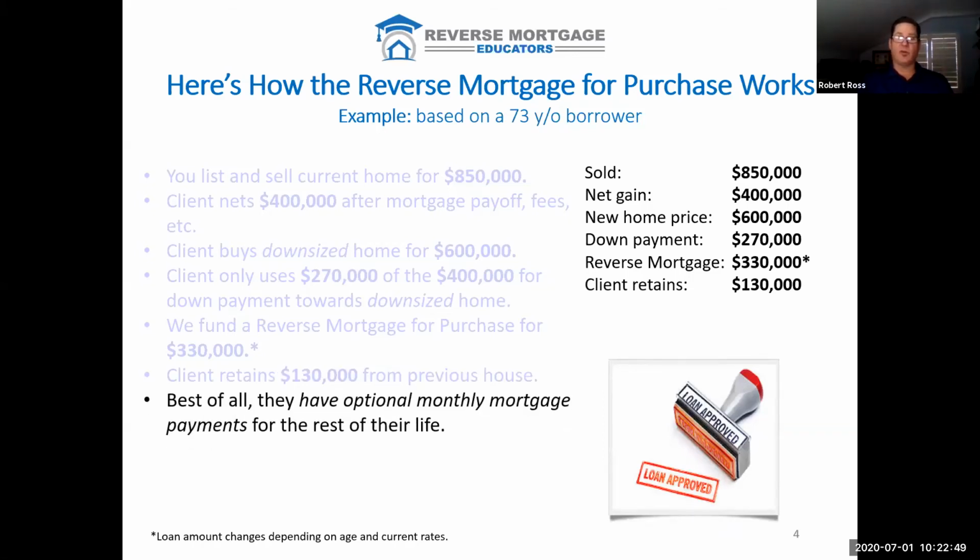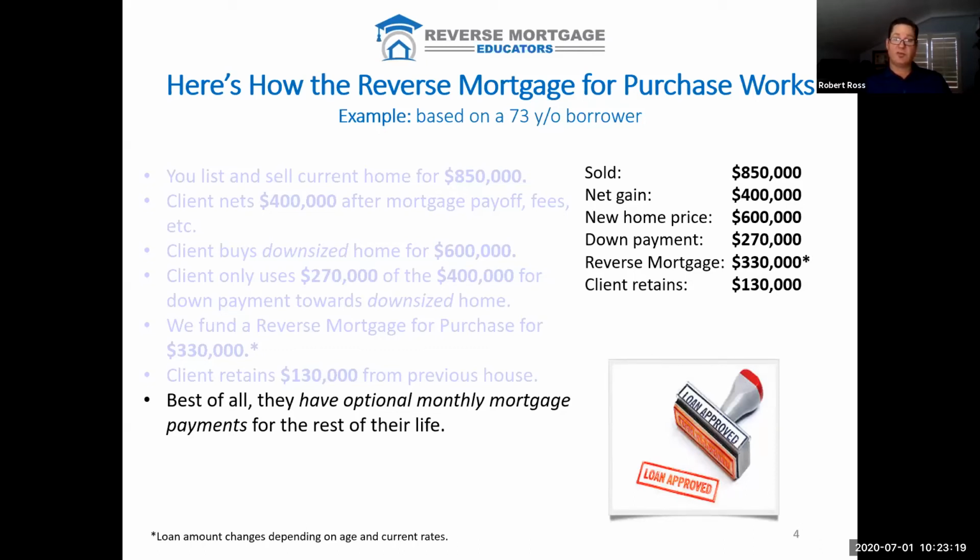In fact, they're optional. So now you can really start to see here, this customer is starting to get into a more comfortable situation when it comes to retirement. They're living in a nice house at $600,000. Yeah, it's not their big $850 home, but maybe it's a nice $600,000 home that was just remodeled from an investor or something like that. They got no mortgage payments and they got 130 grand in the bank. That's super powerful in retirement.